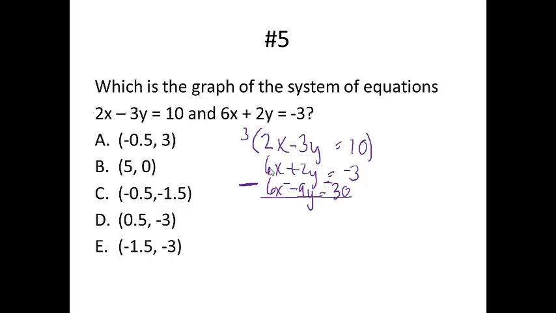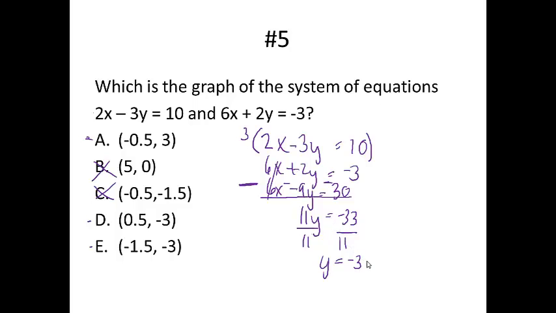So I'm just going to subtract them all. 6x minus 6x is nothing. 2y minus negative 9y will be 11y. And then negative 3 minus 30 will be negative 33. Okay, so I'll divide both sides by 11, and I get y equals negative 3, which brings me to D, E, and A. So B and C are no longer choices.